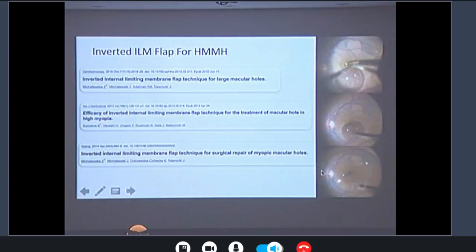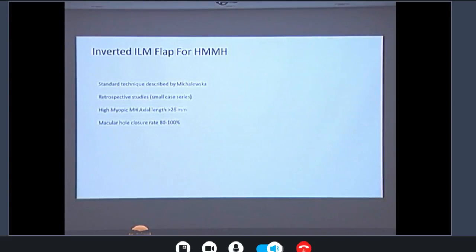These are some of the studies that came out recently, about myopic macular hole and the inverted flap technique. It was described for the first time by Jerzy Nawrocki's group in Poland, and after that several papers came out. As I told you, the common denominator of all these papers is basically the following. Most of them are retrospective studies. Most of them are small case series, actually.